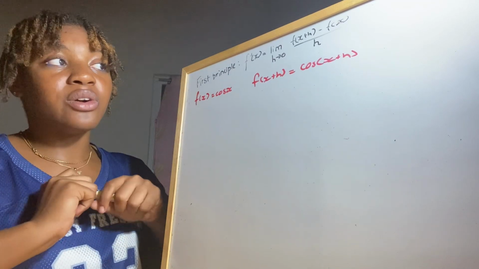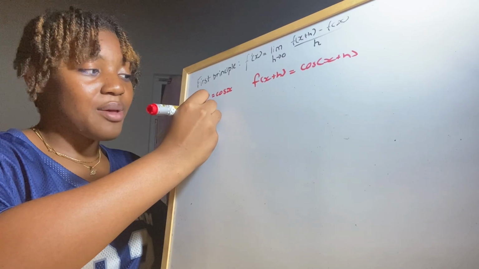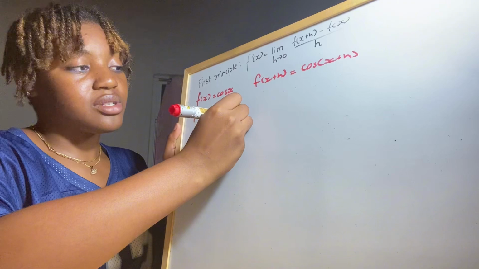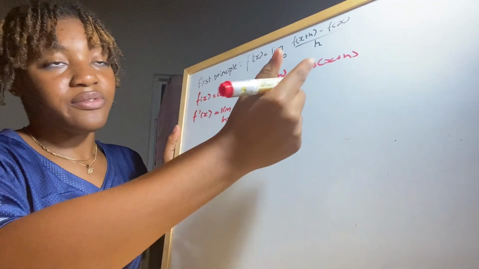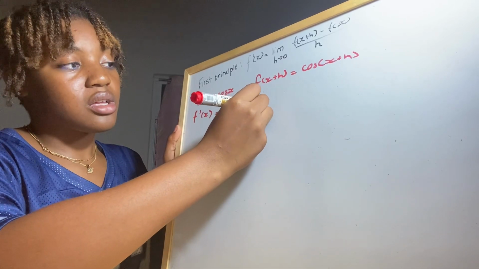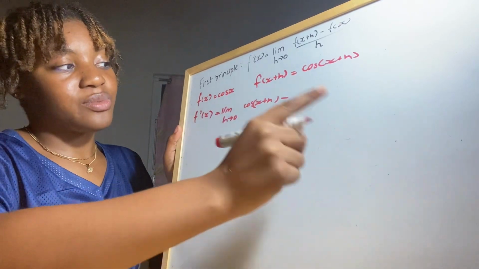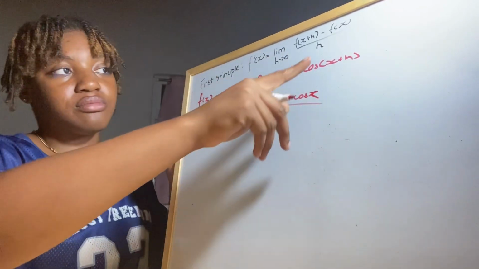Next thing is that we're going to apply our first principle. So we're going to have f prime of x is equal to the limit as h approaches 0 of f of x plus h, which is cos of x plus h in this case, minus f of x, which is cos x, all over h.